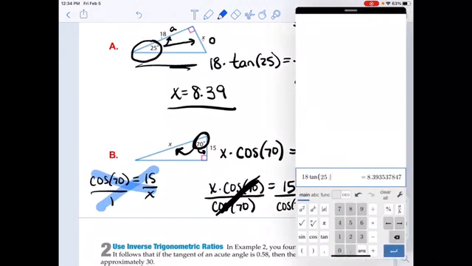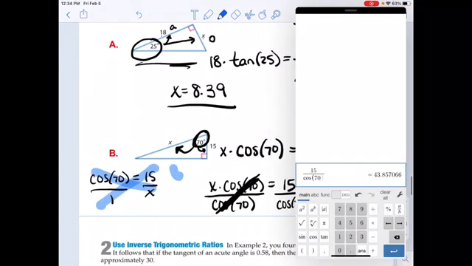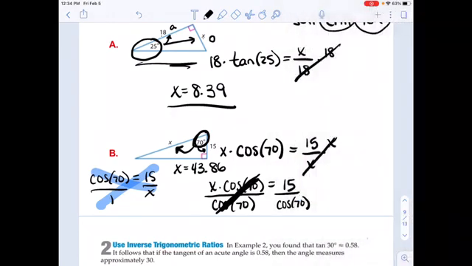You end up then just plugging this into your calculator a little differently. So you end up taking 15 divided by cosine of 70, and you end up getting that missing side length is equal to 43.86. Okay? So then you could do Pythagorean theorem if you wanted to find that third side length, or use another trig function to really check.